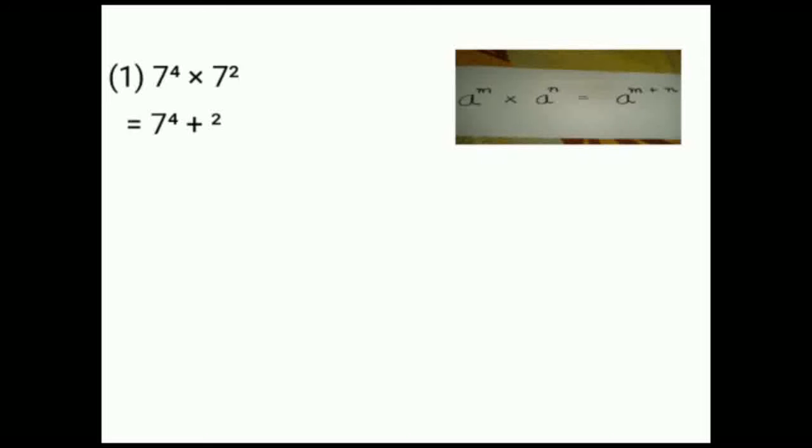The question is in a raised to m into a raised to n form. If the question is in a raised to m into a raised to n form, you have to write in a raised to m plus n form. In multiplication, if bases are same and indexes are different, you have to add only the index. Base you have to write as it is. So add only the index here. Base write as it is. That is equal to 7 raised to 6.